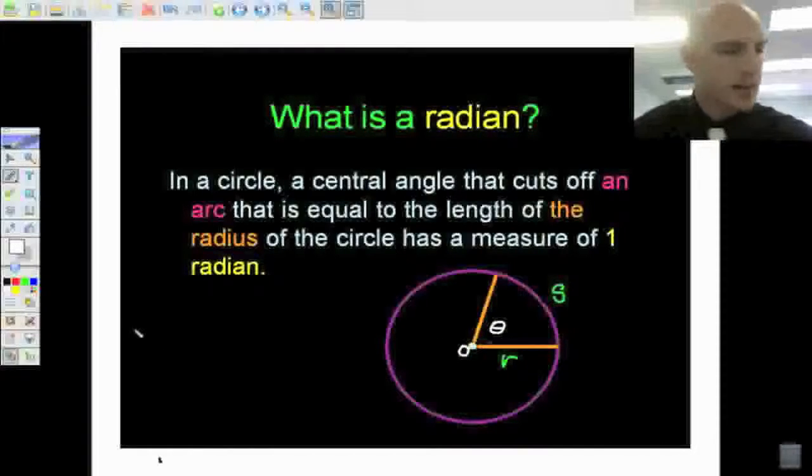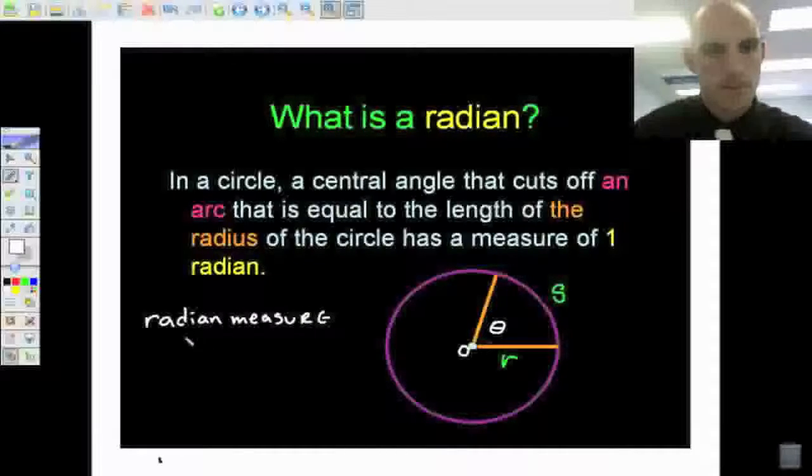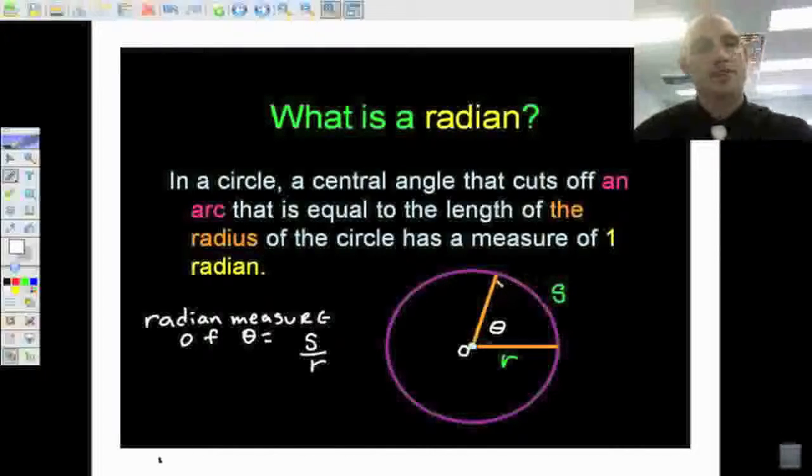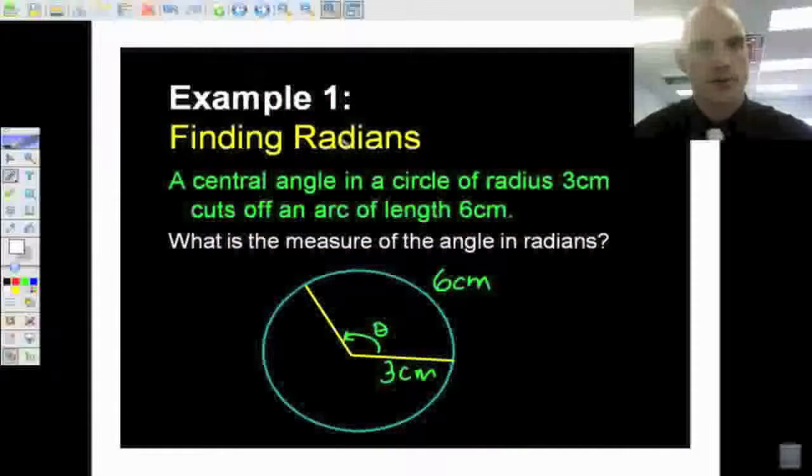So the radian measure of theta is going to be equal to the arc length over the radius. So that's the radian measure of our angle. If the arc length happens to be equal to the radius, then that has an angle measure of 1 radian. So let's see how this translates for us.